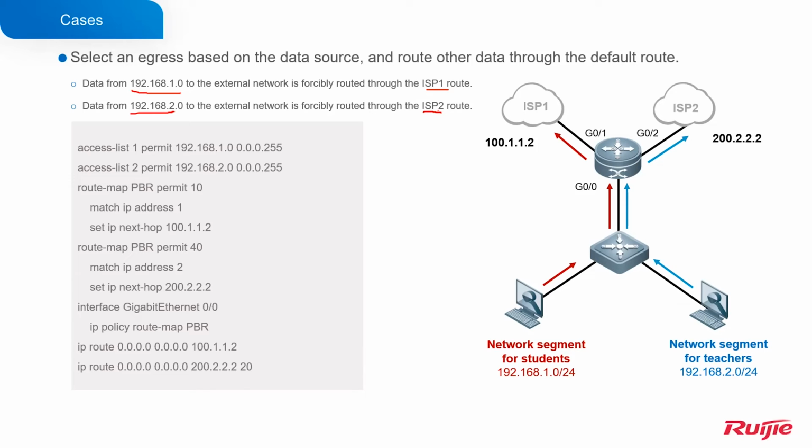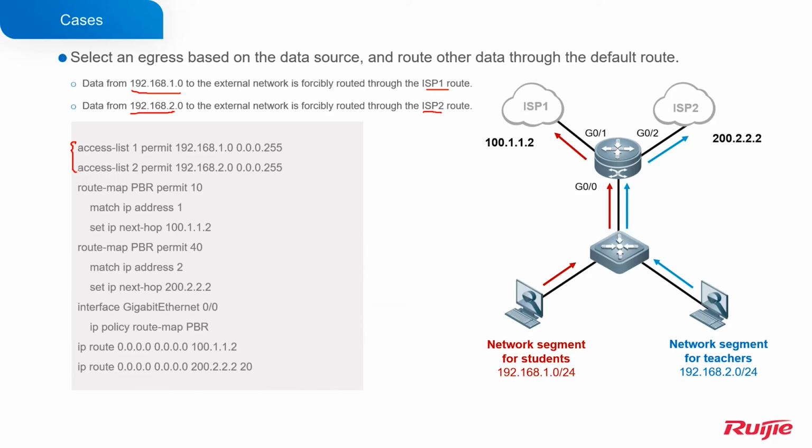Firstly, we should use the ACL to distinguish them. So access list 1 permits 192.168.1.0, 0.0.0.255. Access list 2 permits 192.168.2.0, 0.0.0.255. So in this way, we have distinguished the packets from these two subnets, right?